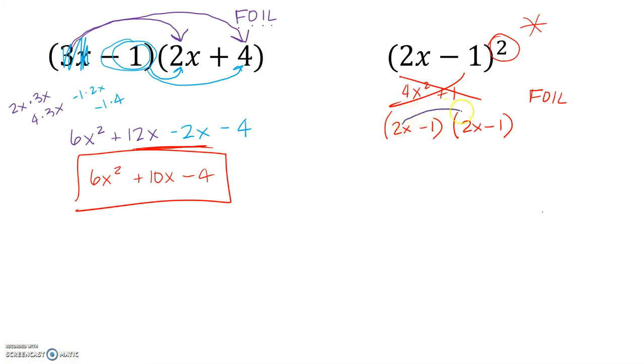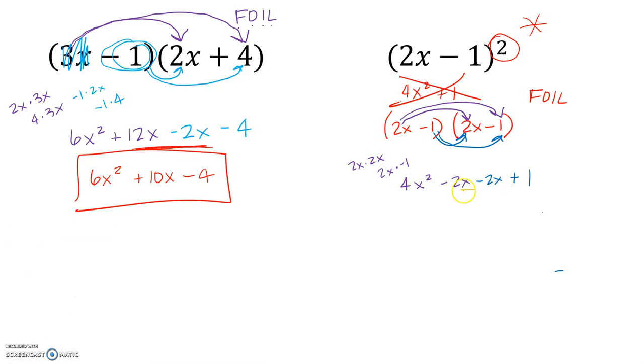So, just like how we did the previous example, I will multiply 2x times 2x. So 2 times 2 is 4, and x times x is x squared. And then I'll multiply 2x times negative 1. That's a negative 2x. Now I'll do the inners. So negative 1 times 2x is negative 2x. And then negative 1 times negative 1 is a positive 1.